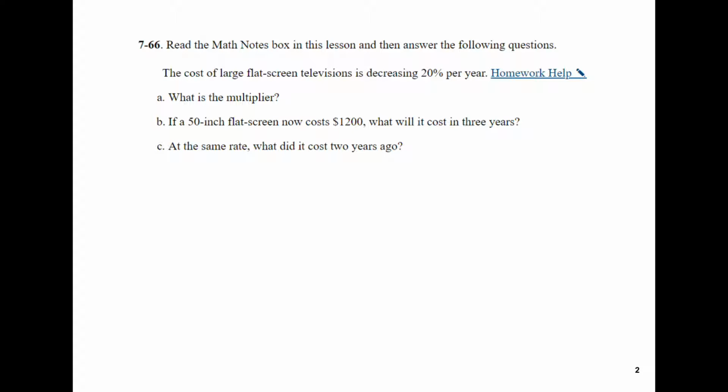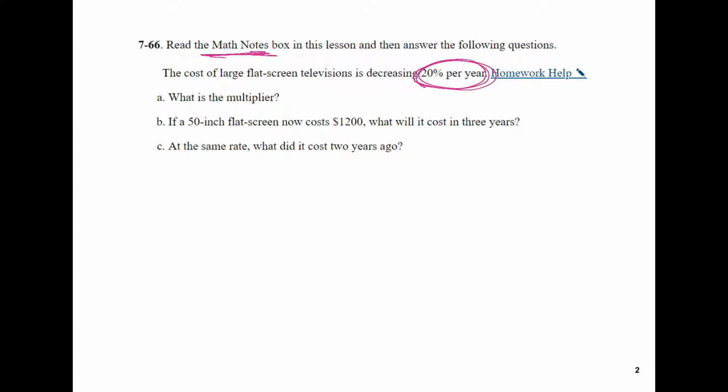766 says read the math notes box in this lesson and then answer the following questions. So in the math notes box, it is going to remind you of how to solve these percent problems. The cost of a large flat screen TV is decreasing by 20% each year. So if something is decreasing by 20% each year, you only want to pay for 80%, or that television is only worth 80% of its original price.